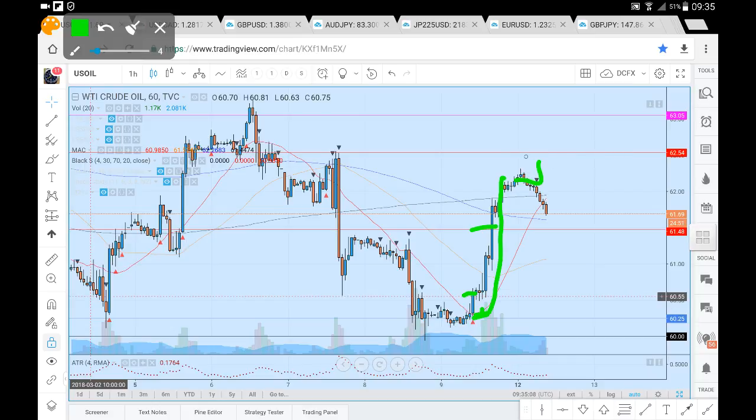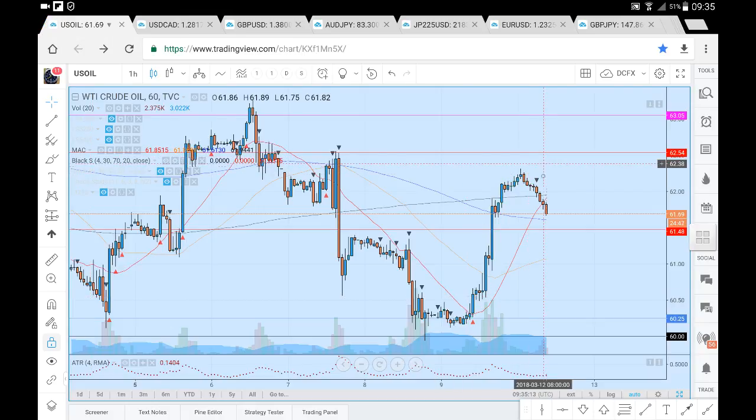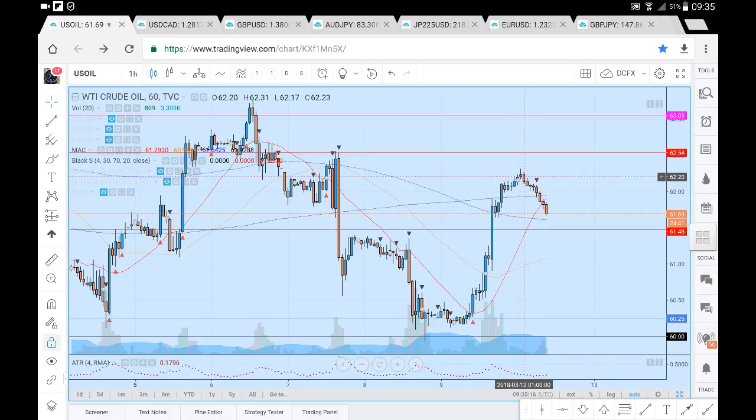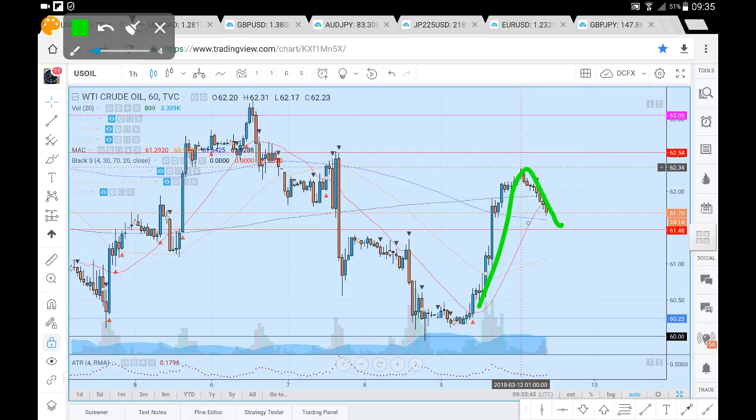We did look poised for a test of this 62.54, but we have stalled somewhat. Let's just see where our highs are here. So our highs are currently in around the 62.31, not quite up towards that 62.54, from which we are seeing that sell side momentum, and we've not been able to hold on to this 400 period moving average. So we'll see how prices react towards the 200 period moving average, especially in light of this most recent trend.